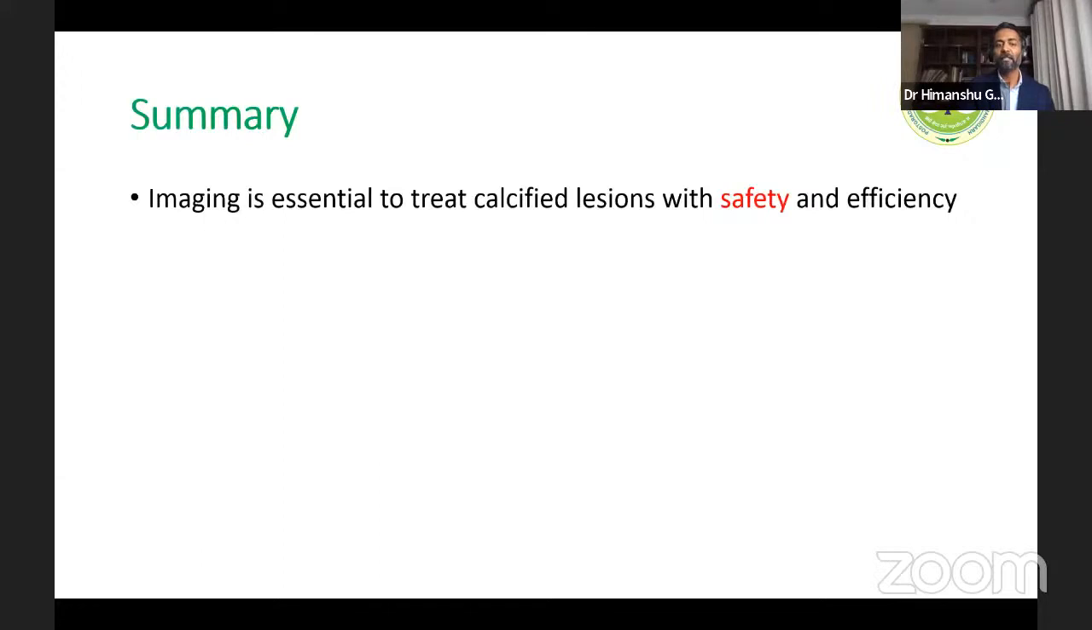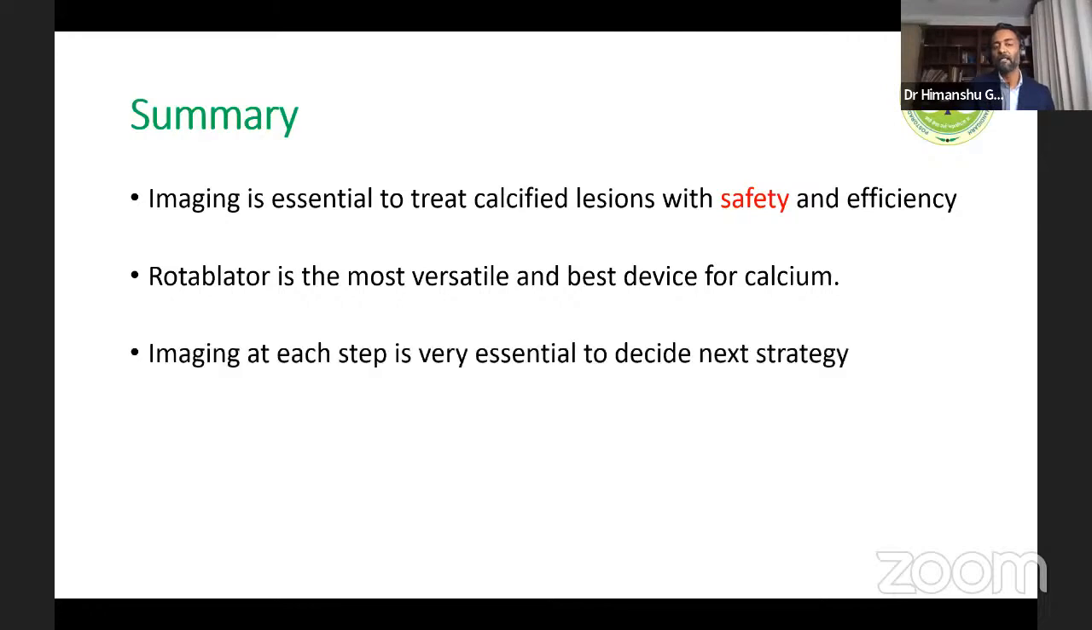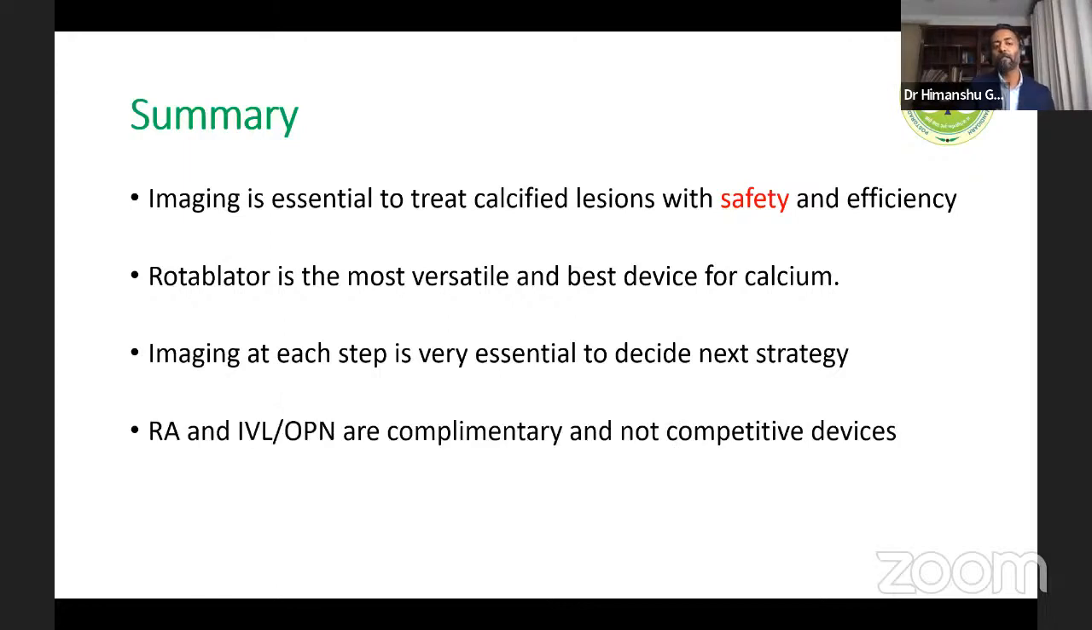So in summary, imaging is essential to treat calcified lesions with safety and efficiency. Rotablator is the most versatile and the best device for calcium, period. There is nothing which works like rotablator. Imaging at each step is very essential to decide the next strategy. So not just first part of the procedure or the last part of the procedure, at each step it is very important. And rotablator, along with IVL and OPM, they all are complementary technologies and they are not competitive devices.